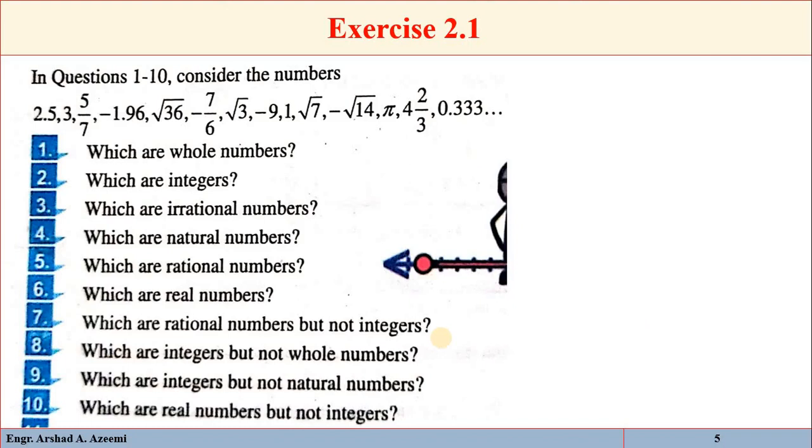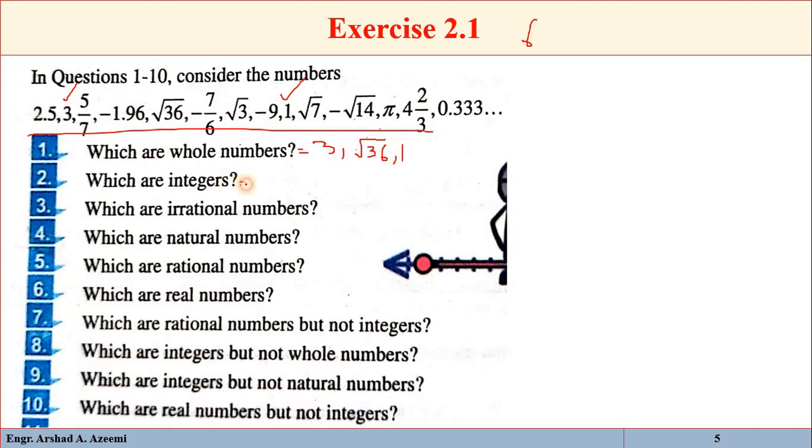Now let's come to the solution of exercise 2.1. Different numbers are given, and in questions 1 to 10 we consider these numbers and answer the questions. Which are the whole numbers? In the given numbers, 3 is a whole number. Under root 36 is a whole number, because if you take the root of 36 you will get 6. And 1 is a whole number. So these three are the whole numbers.